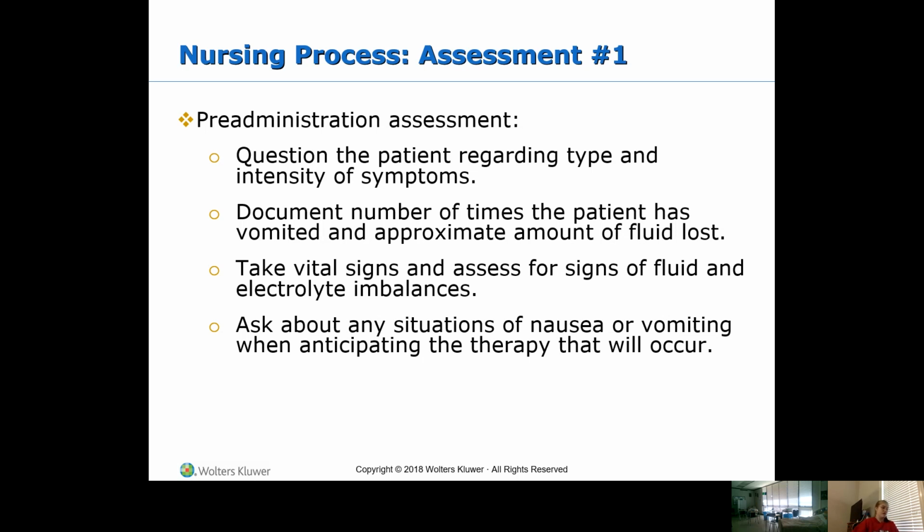That is something that will be very good for you to know throughout your career, and I'm going to tell you why. A stool softener is not the same as a stimulant laxative. A stimulant laxative is going to stimulate you to poop. A stool softener is just going to soften your stool and make it easier to poop.